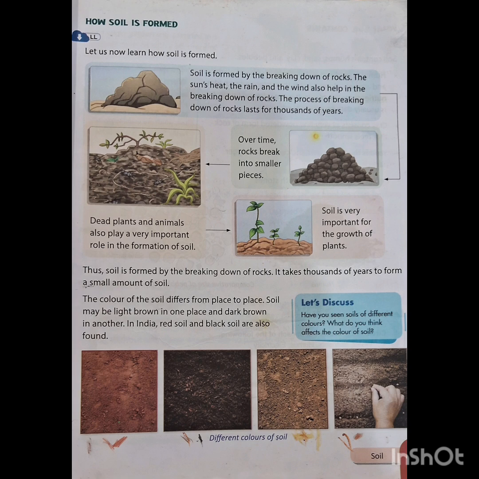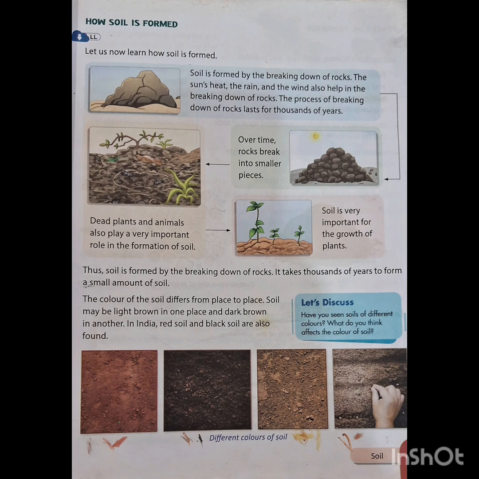So, how is soil formed? Rocks are broken down by sun, heat, rain, water, wind, etc. This process of breaking down rocks continues for thousands of years, and then dead plants and animals also play an important role in the formation of soil. Soil is formed by the breaking down of rocks. It takes thousands of years to form a small amount of soil.